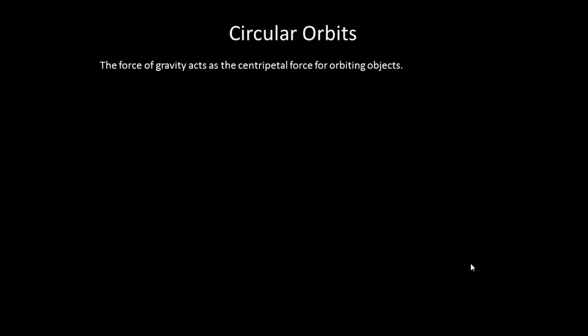So now let's consider circular orbits caused by gravity. When we talk about circular orbits, we're talking about, for example, the moon orbiting around the Earth, or the Earth orbiting around the Sun.